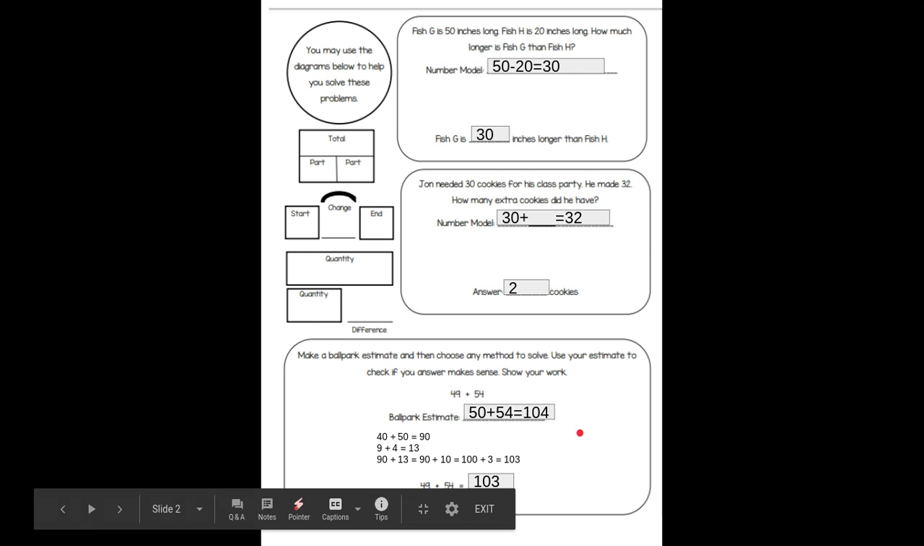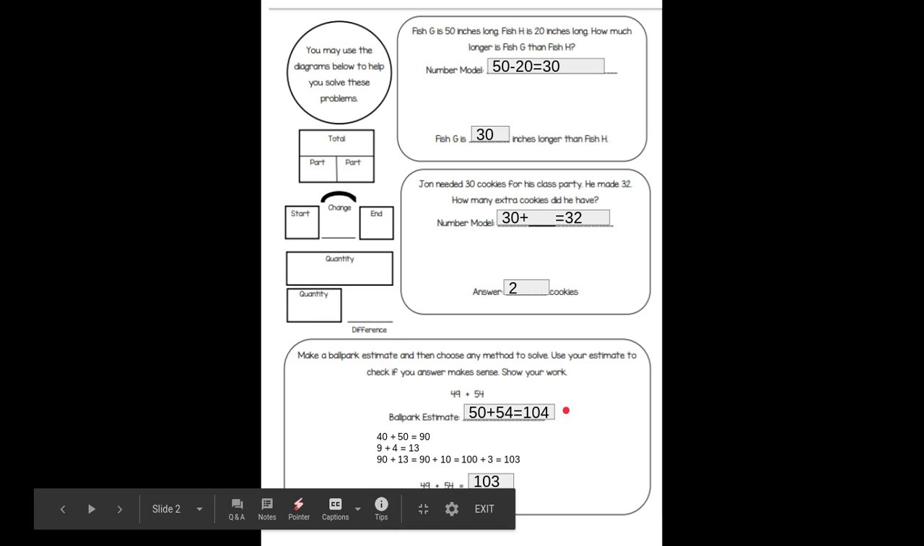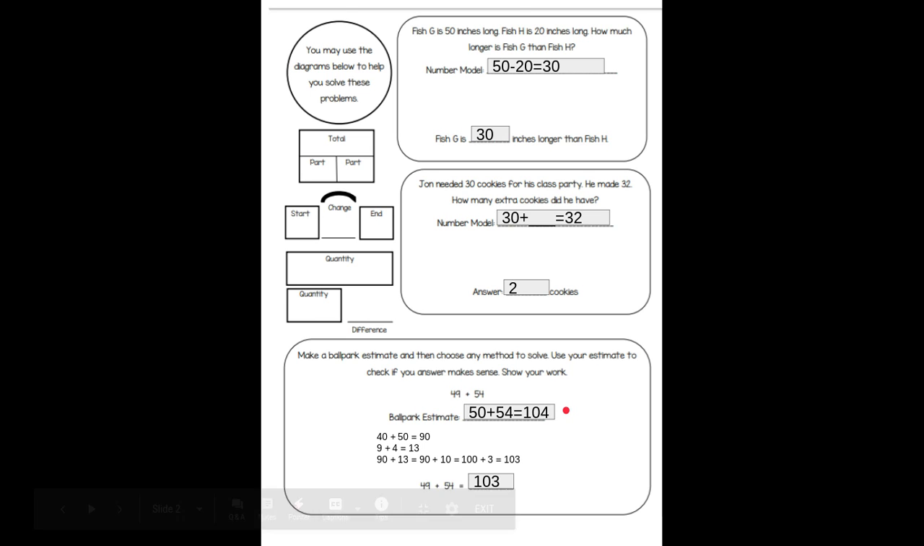Down here, we have our ballpark estimate and some 2-digit addition. So ballpark estimate is just using friendly numbers to help us check to see if our actual answer is correct. So 49 is really close to 50, friendly number 50. So I'm going to say 50 plus 54 is our ballpark estimate. And that's going to be 50 plus 50 is 100 plus 4 more to make 104.